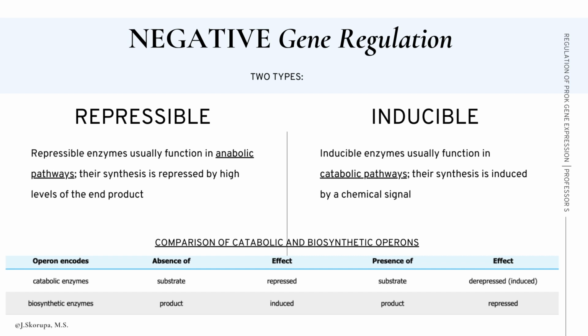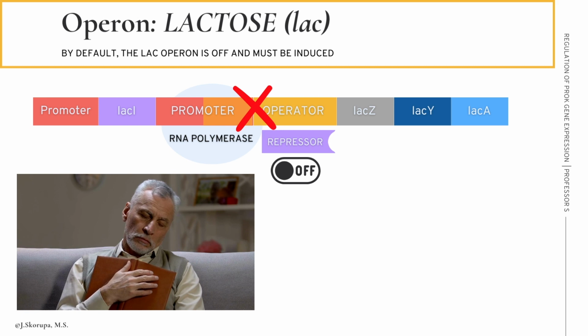Again, catabolic pathways catalyze breakdown of nutrients to generate energy, or more precisely ATP, the energy currency of the cell. In the absence of the substrate, there is no reason for the catabolic enzymes to be present, and the operon encoding them is repressed. In the presence of the substrate, when the enzymes are needed, the operon's induced or de-repressed and turned on. Let's look at the lac operon as an example of an inducible operon. By default, the lac operon is off and must be induced to turn it on.